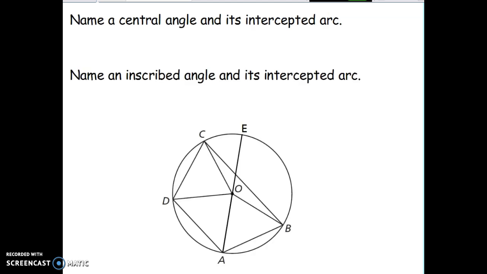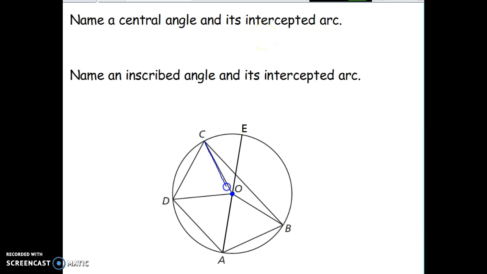All right, next thing we want to do is determine from a picture that has a little bit more complication to it. We still want to be able to name central angles and intercepted arcs, and inscribed angles and intercepted arcs. If we're talking about a central angle, we know that the vertex of that angle has to be the center of the circle. So if we can find any angle whose vertex is at the center, then that would be a central angle.